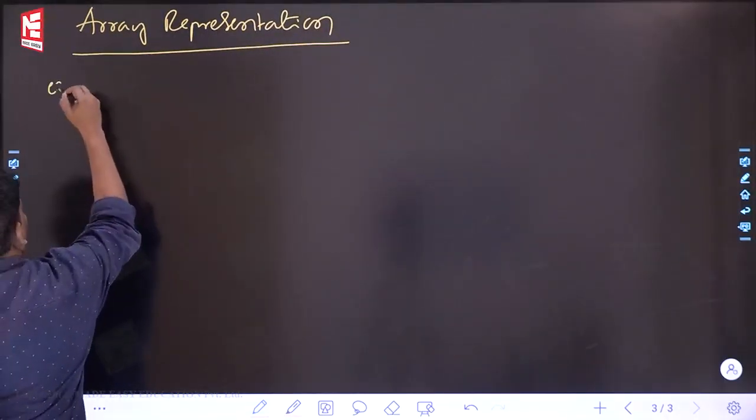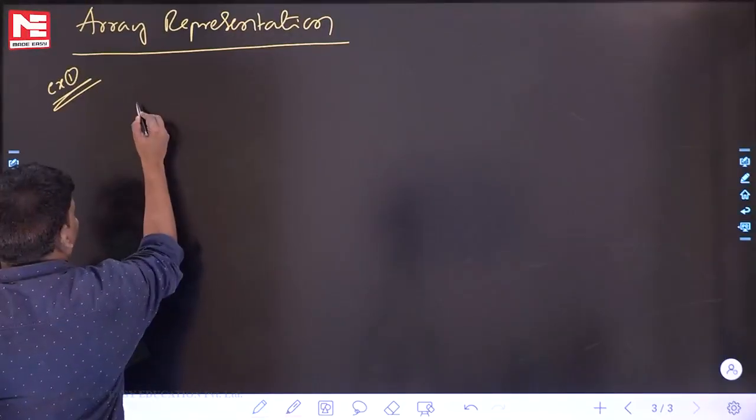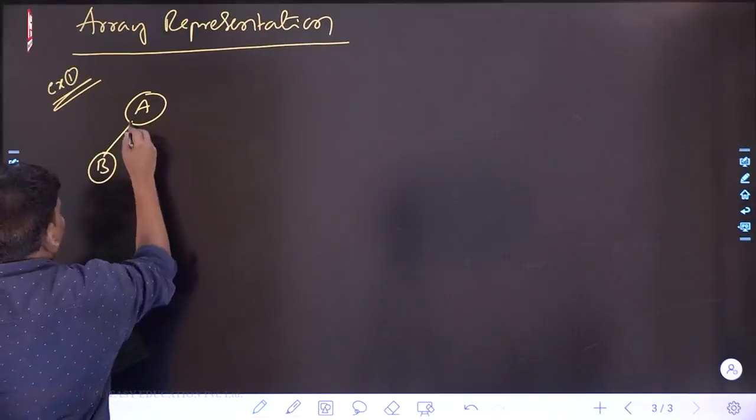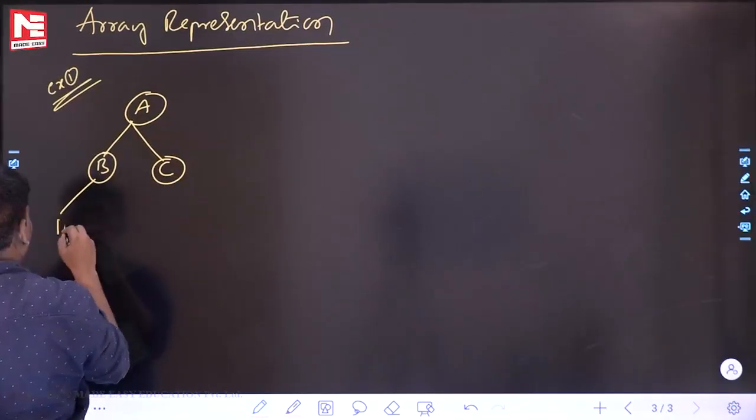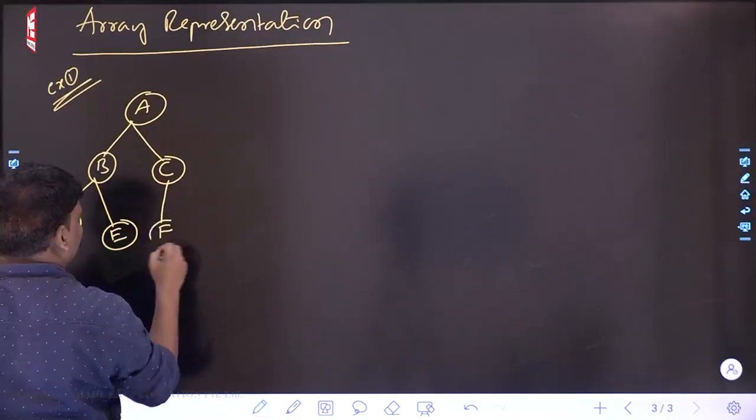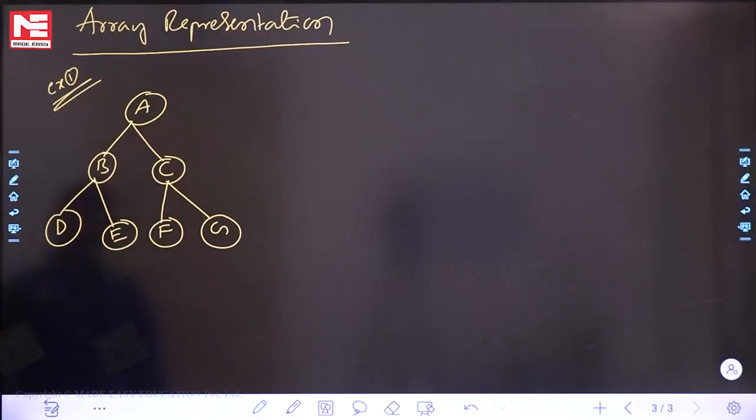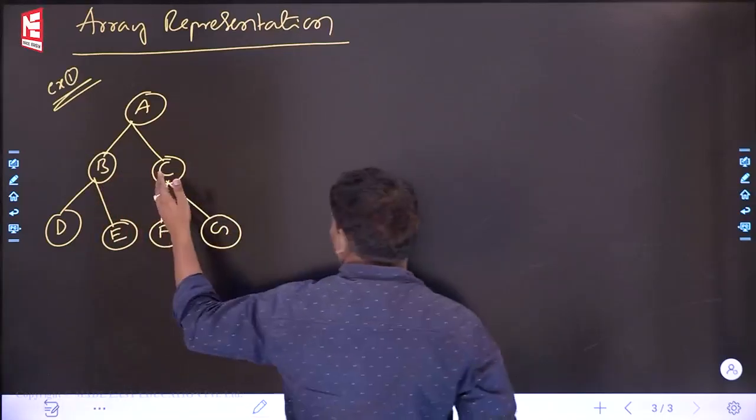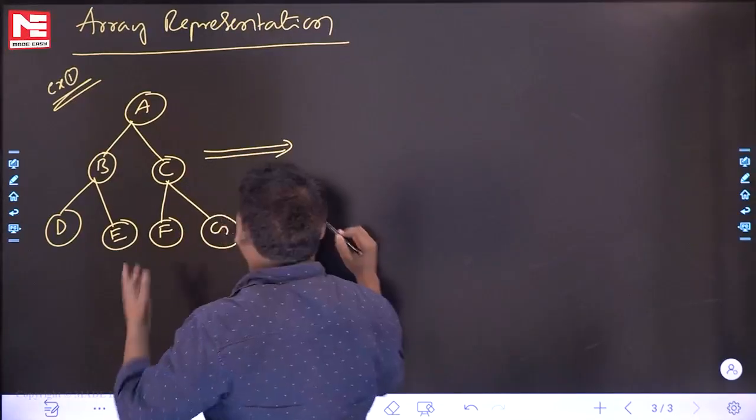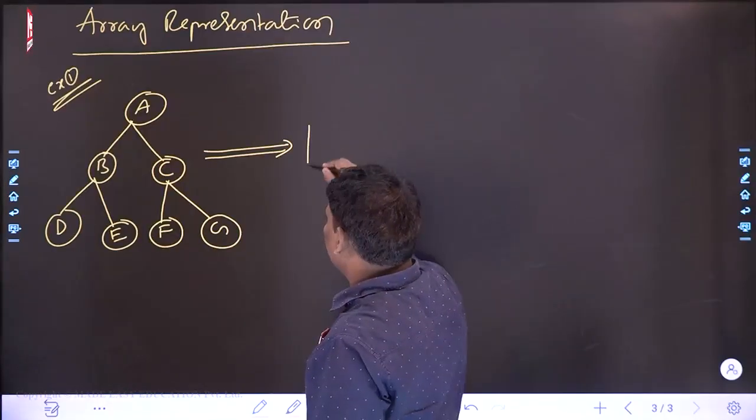First example. Example 1. See the first example. So this is a binary tree. I want to represent this binary tree inside a computer in the form of an array. How will I represent it? See, I am representing it now. Make sure that everyone listens to this.